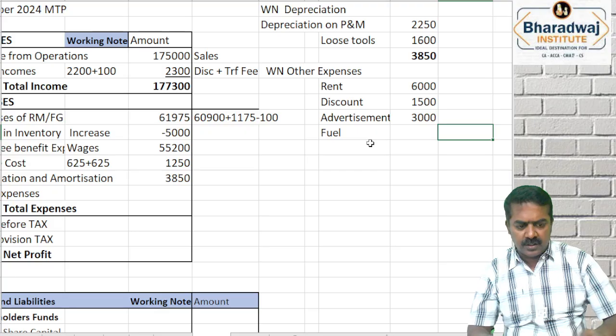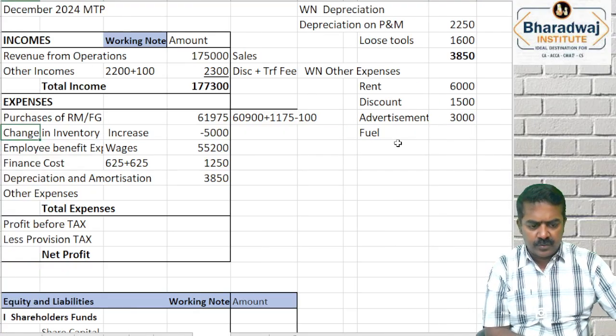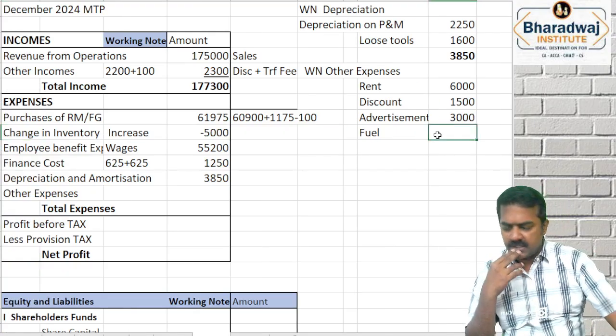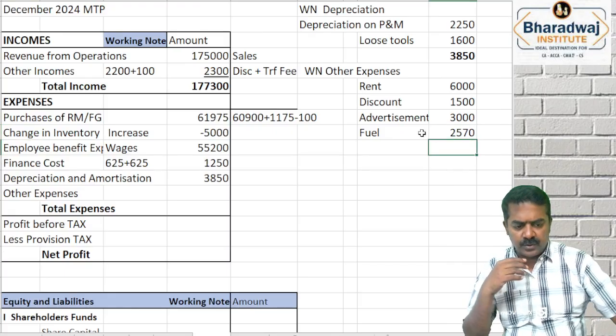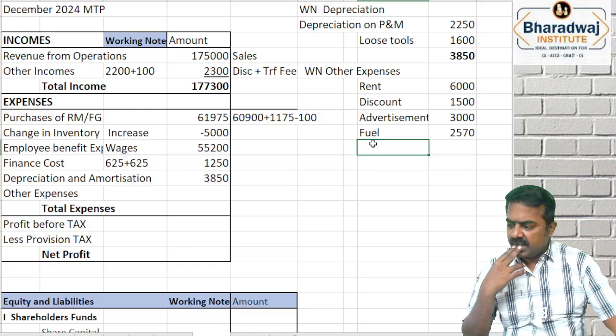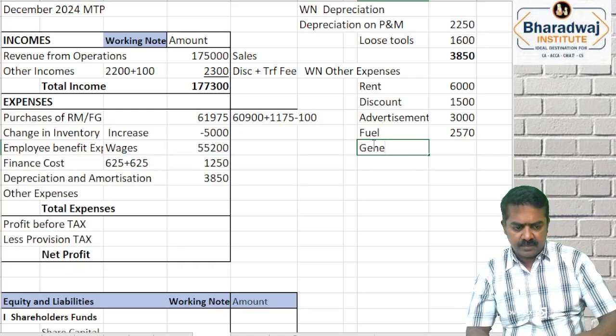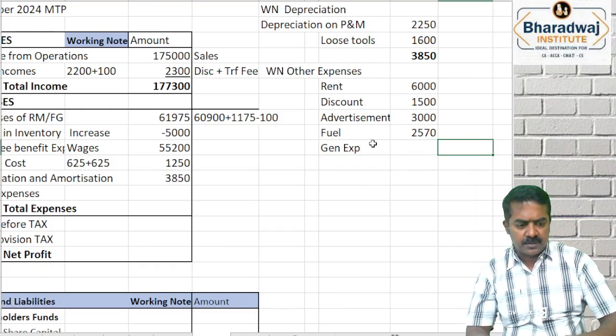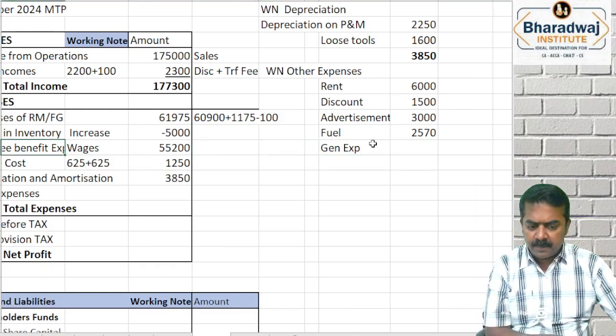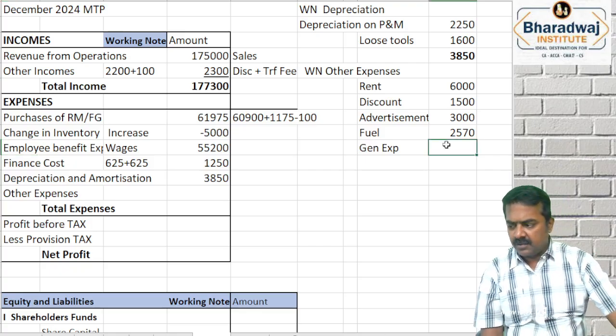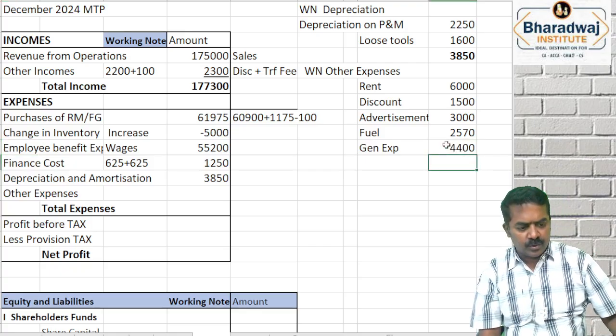Then fuel charges will come. What is the fuel charges? 2570. Fuel charges will come. Then general expenses. How much general expenses? Please take it up along with me. Don't wait. 4,400 general expenses.